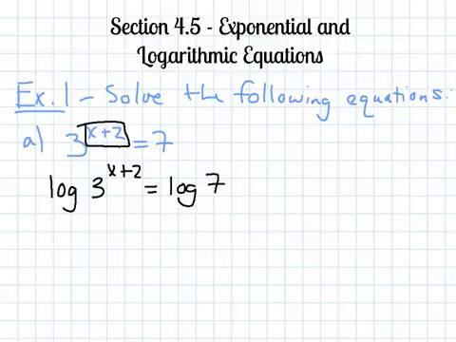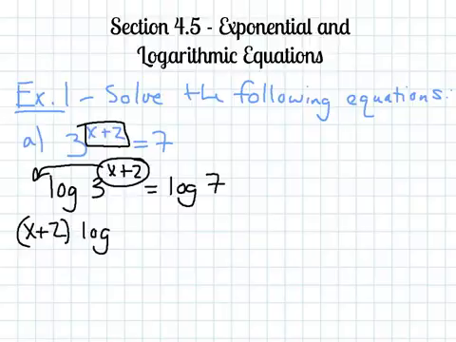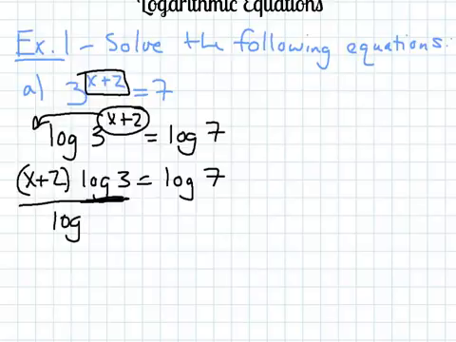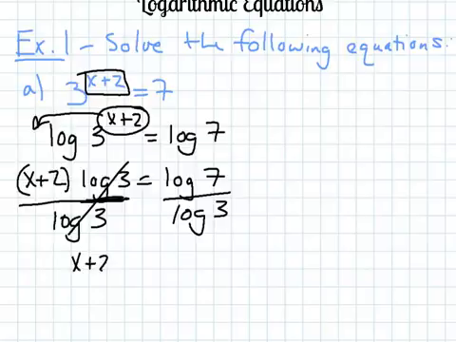Now for logs, you can do ln of both sides, or you can change it to a certain base. It's however you feel about going about it. So I can move this now for the power property purposes. Now remember, this is a number here, so I can divide log of 3 to both sides. That leaves me with x plus 2 equals log of 7 over log of 3.